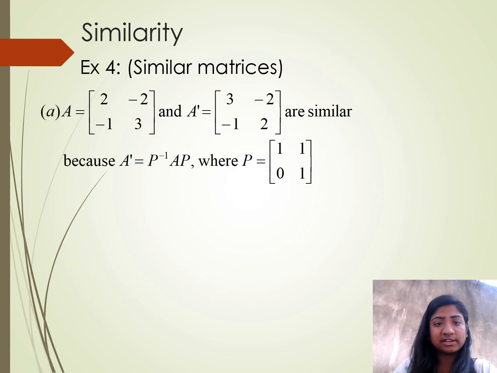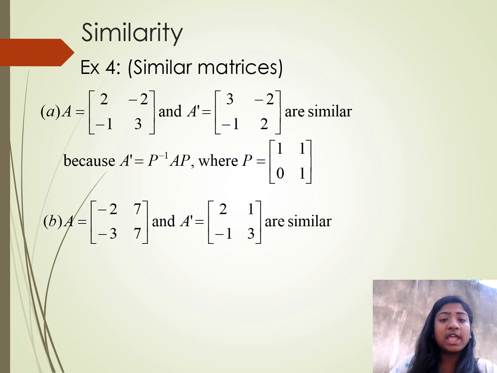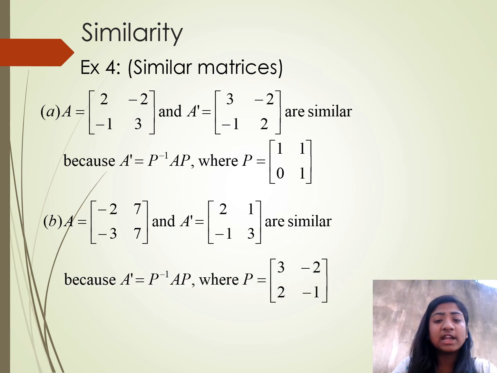Let's see about similarity. Examples for similar matrices: A equals (2, -2, -1, 3) and A transpose equals (3, -2, -1, 2) are similar because A transpose equals P inverse A P where P equals (1, 1, 0, 1). Next, A equals (-2, 7, -3, 7) and A transpose equals (2, 1, -1, 3) are similar because A transpose equals P inverse A P where P equals (3, -2, 2, -1).